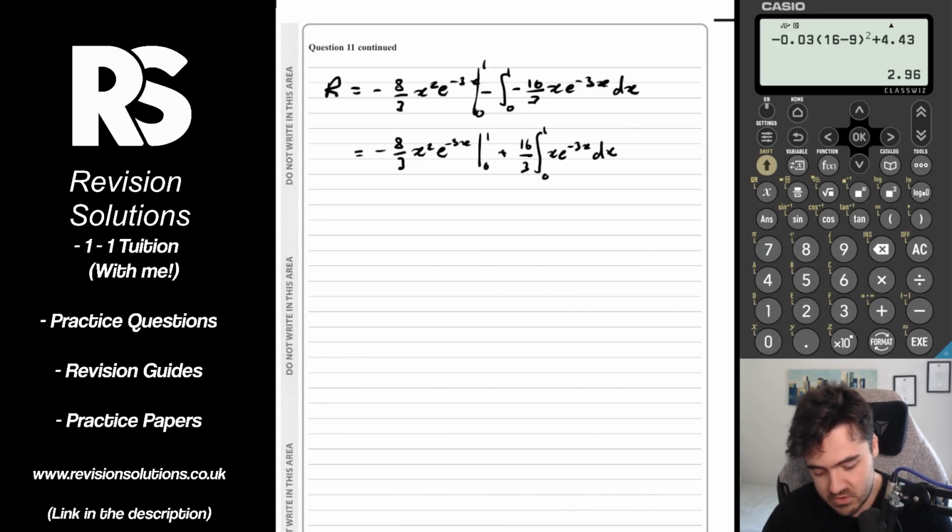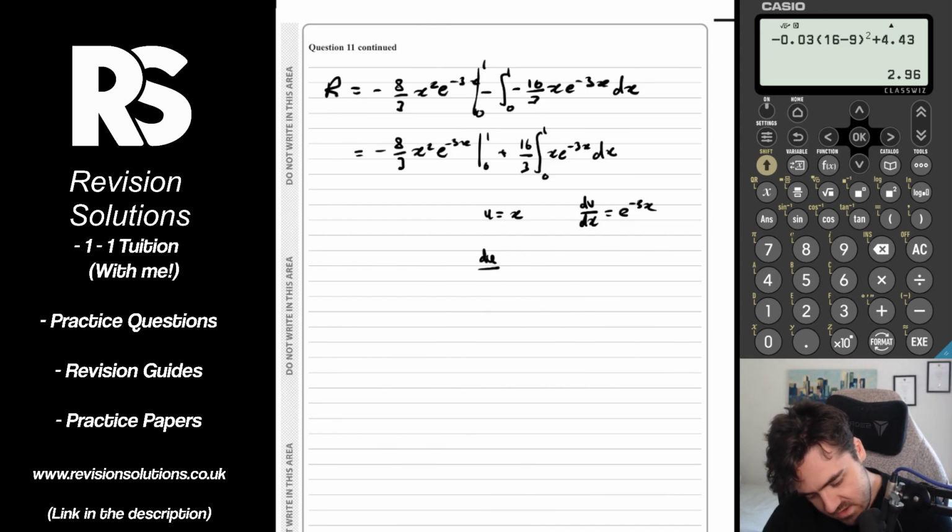And that's another integration by parts to do. So let's do another integration by parts. This time we're going to differentiate just the x. So let's call u x. Call dv/dx e to the -3x. That gives us du/dx is just 1, and v is -1/3 e to the -3x again.